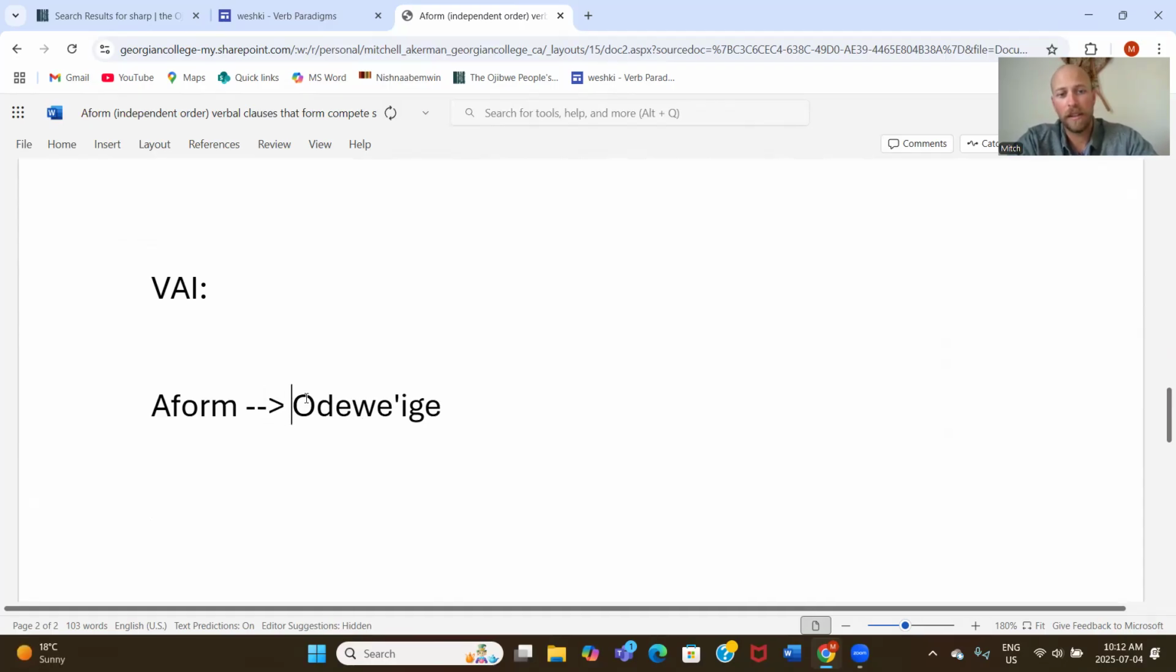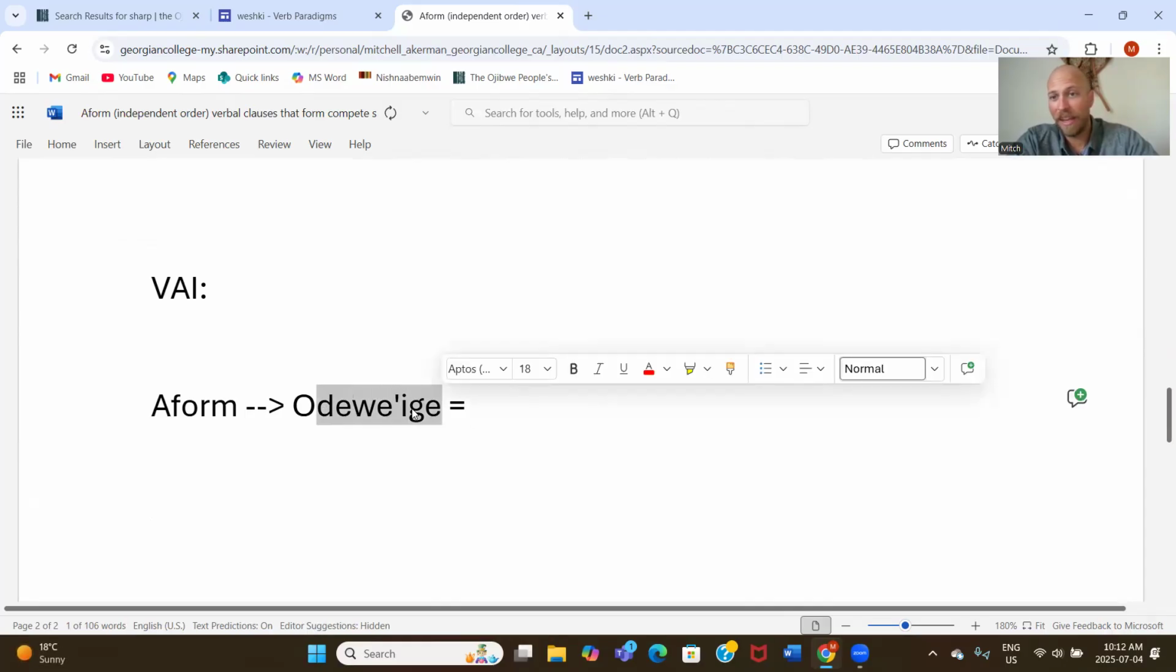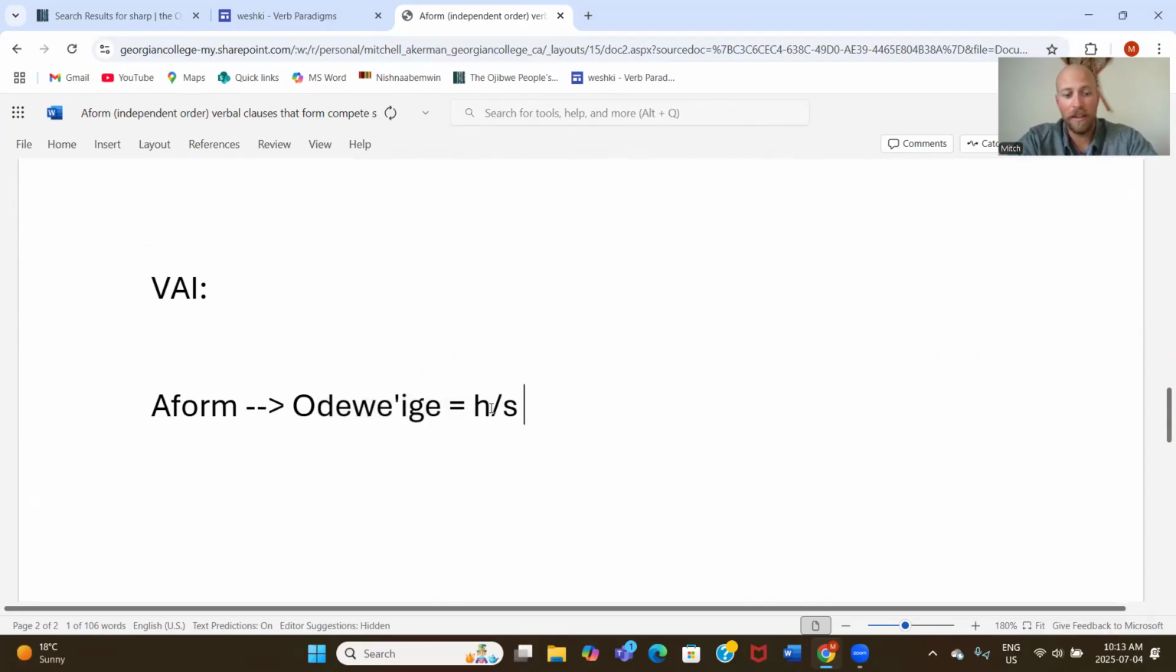Odewege means, you might see it looks a lot like dewegan, right? Dewegan we know is a drum, but odewege means he or she drums. Okay, so that's it in A form. But odewege, he or she drums. I could say, nini odewege, the man drums, period. Okay, it's an A form.